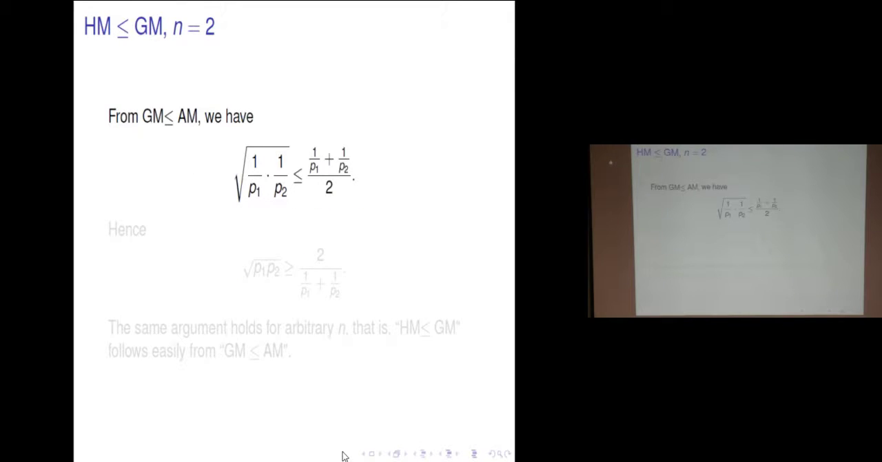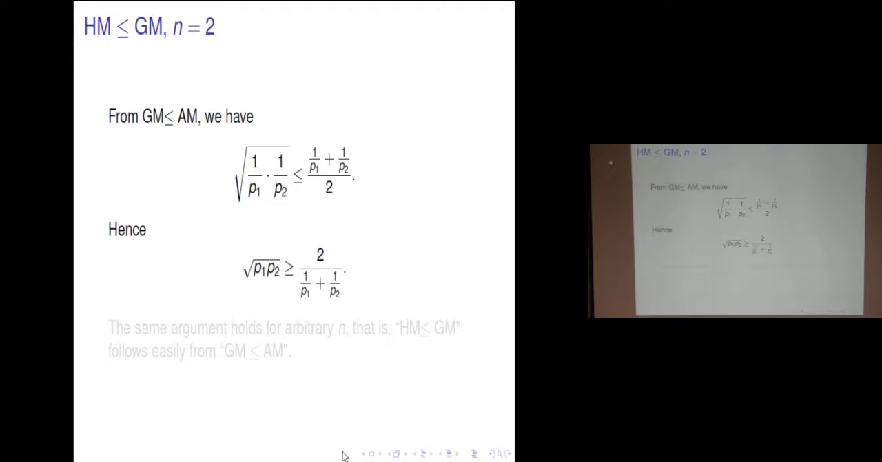Now, we want to show the harmonic mean is less than or equal to the geometric mean. But this is quite easy. This follows from geometric mean less than arithmetic mean, because you use the numbers 1 over p1 and 1 over p2 instead of p1, p2. So this is the geometric mean of the two fractions, and the right-hand side is the arithmetic mean of the two fractions. So you have geometric mean less than or equal to arithmetic mean.